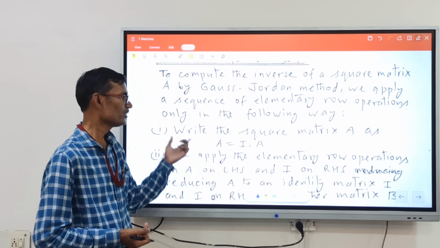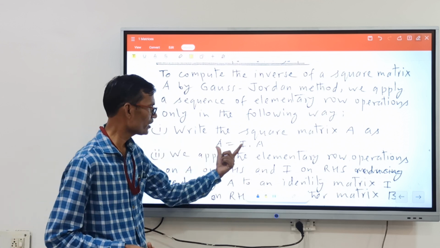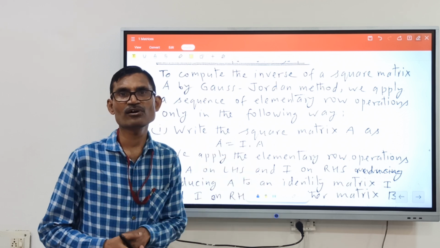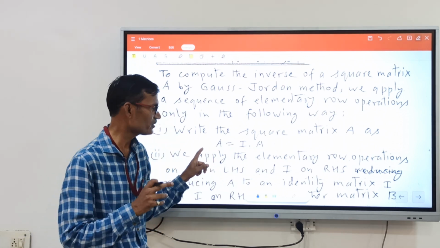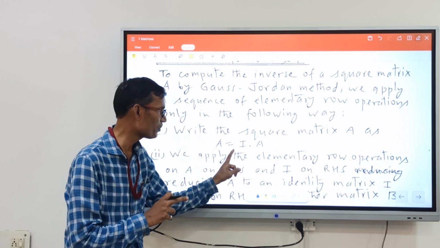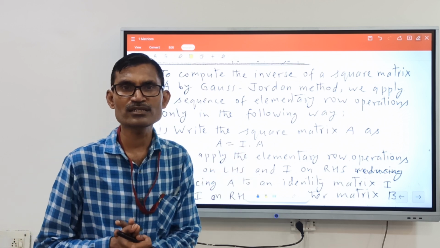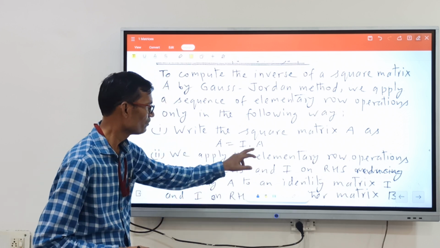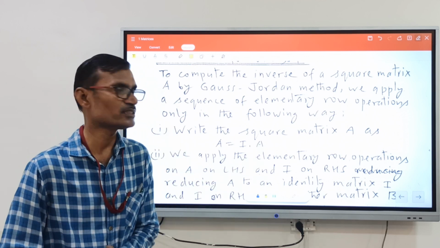Now in the second step, you can see there are two A's, one on the left hand side and the second on the right hand side. We use the elementary transformation only on A on the left hand side, and the same operation we apply on I, the identity matrix of the same order as the given matrix. We are not going to do anything with the A on the right hand side. We will just rewrite its values.